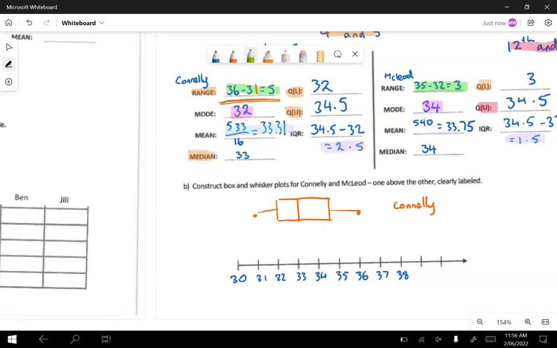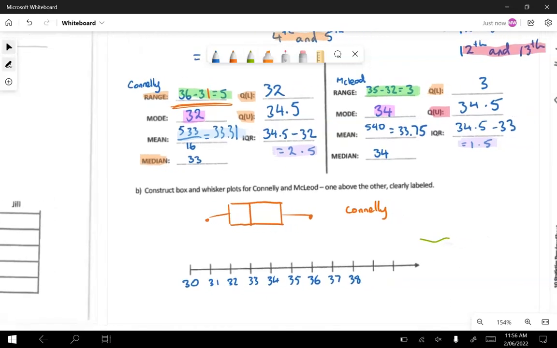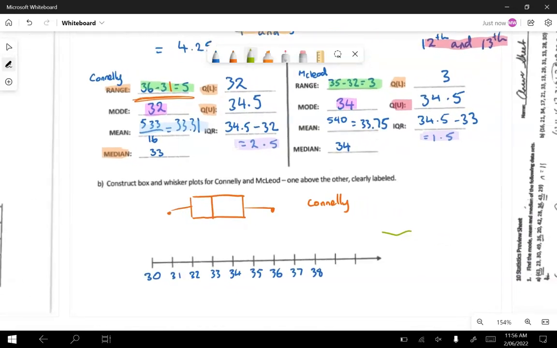Now let's switch colours. You don't have to do this. I'm just doing it to make it clear. We're going for McLeod this time. McLeod is box first. So we're going to start with the lower quartile. All of these numbers are rubbing themselves out here for some reason. His lower quartile was, what was that? It's disappeared, 33. All my numbers are moving around on me for some reason. So let's drop him in at 33 there. Upper quartile was 34.5. Median score was 34.